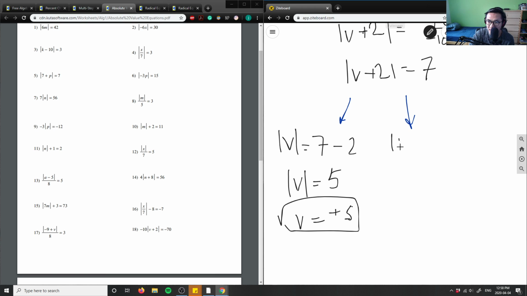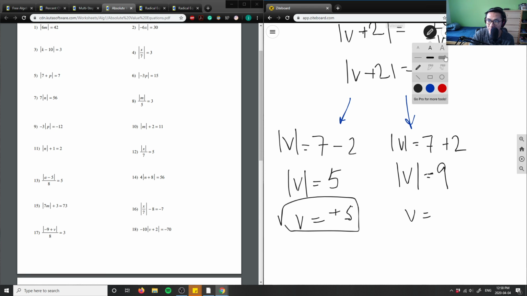Let's do the other case. So the absolute value of v equals 7, and I'm going to add 2. 7 plus 2 is 9. And then v here could equal plus or minus 9. So again, let me check both cases for you. If I plug in positive 9, 9 plus 2 equals 11. So in this case, positive 9 is not an answer. But let's check negative 9.